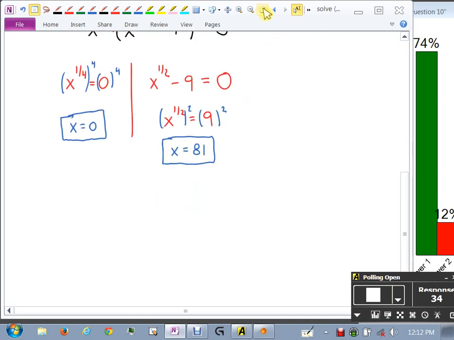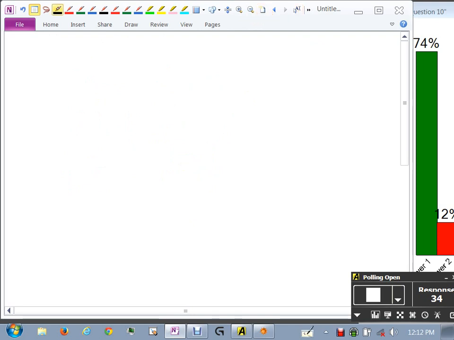All right, so I wanted to challenge you for something here. This comes up in calculus. Just curious, could you factor this? We'll say solve: x to the 1/3 minus 5 x to the 3/4 equals 0.